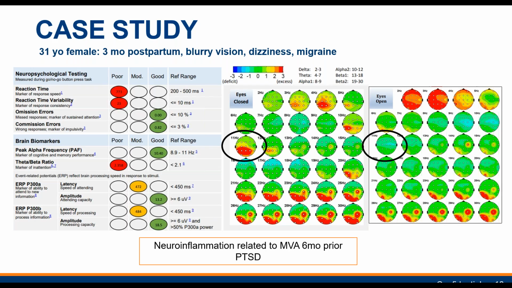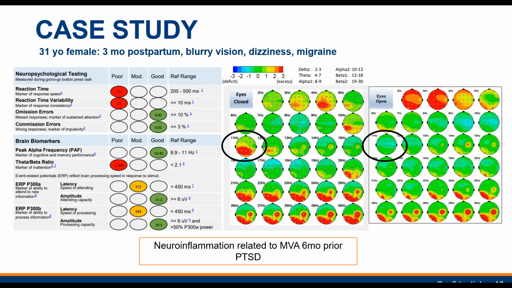So this is actually a case of neuroinflammation where it turned out this patient had a very severe motor vehicle accident 6 months prior to this assessment. She actually almost lost the baby. They were able to save the baby, but kind of neglected mom as a patient. And so she was experiencing all of these symptoms. And it's really related to neuroinflammation due to this car accident that did not resolve at all.